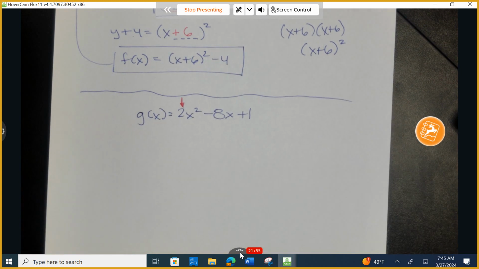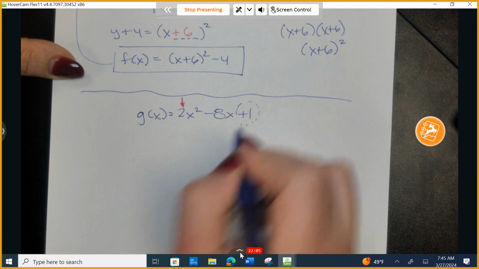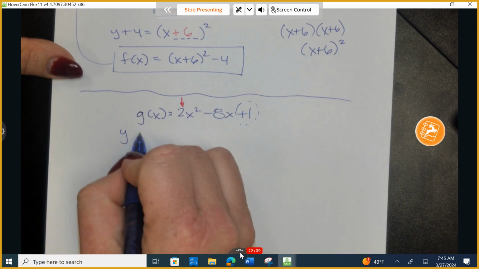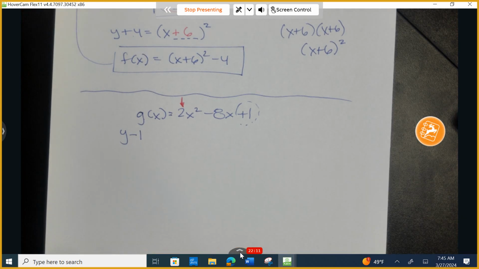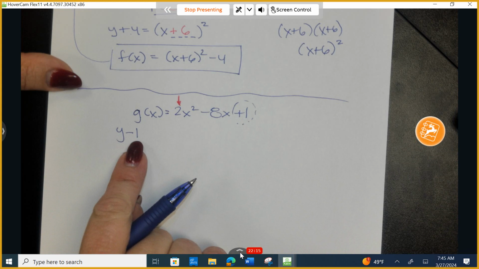Anytime this is anything other than a positive 1, it just makes one step more. It's just a little bit harder. So just like I did before, I'm going to move this to the other side, and I can be lazy. So I have y. I'm going to replace this with y. Please be quiet and back. When this moves over, it's going to be a minus 1.